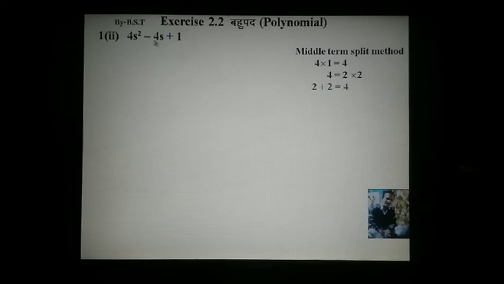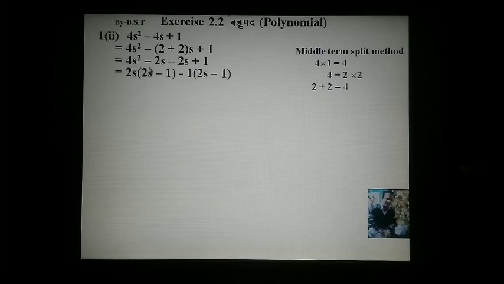Now split the middle term by using 2 plus 2. Then we get 4s square minus 2s minus 2s plus 1. Take the common from the first two terms, then we get 2s, and remaining 2s minus 1. Take the common minus 1 from the last two, then we get minus 1 and 2s minus 1. When we take the minus common, it will be converted into the minus 1.